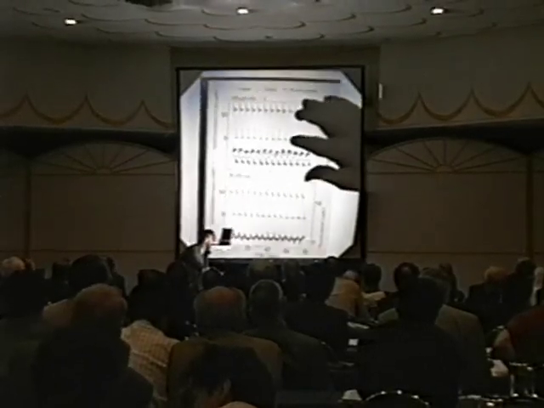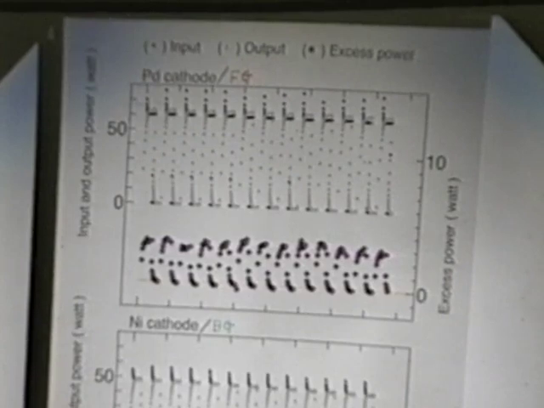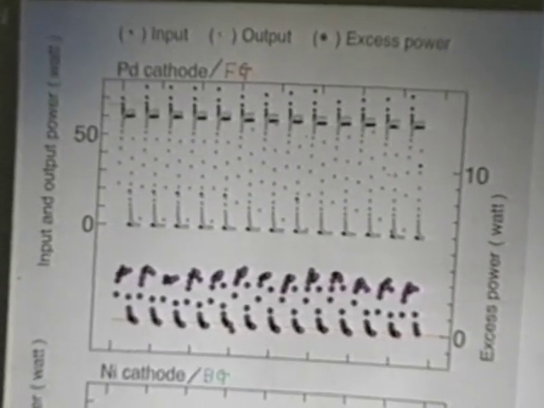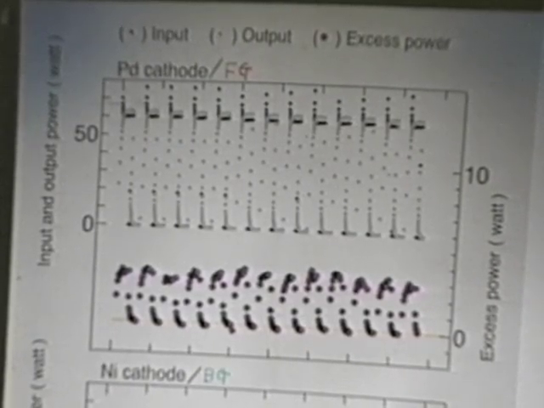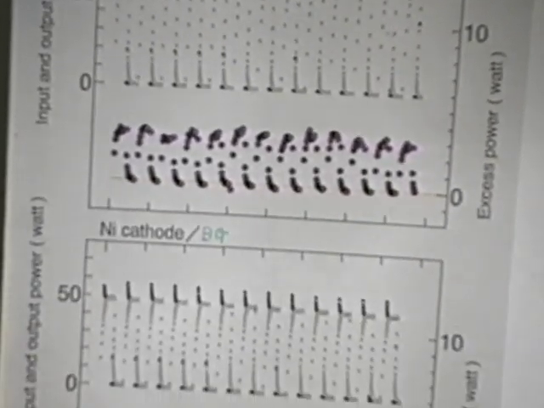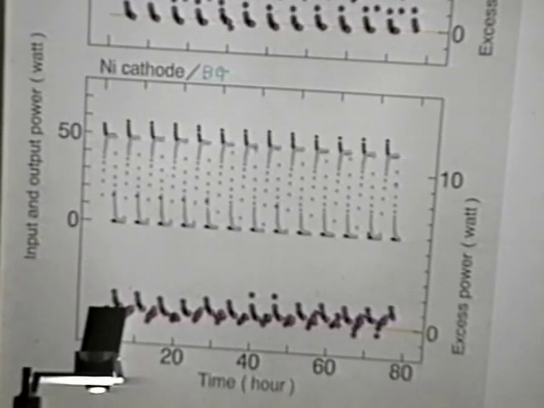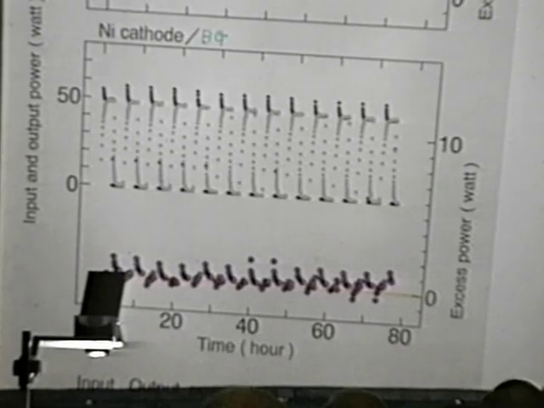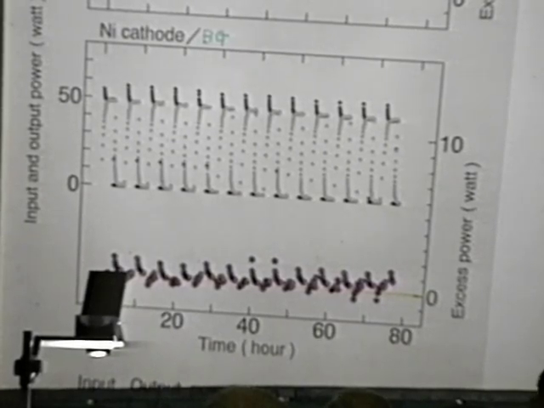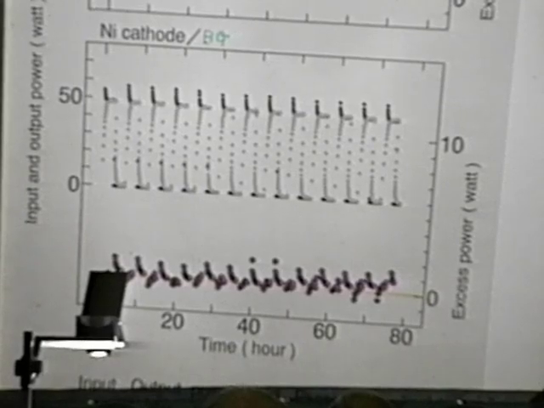And after this, it has become like this. This is for the foreground, palladium cell. This is for the nickel cell, running in parallel. So we are seeing clearly excess power, only for the high current interval. For the low current interval, just power zero. For the nickel cathode cell, we have almost nothing, just a fluctuation around power zero. So we can clearly see.